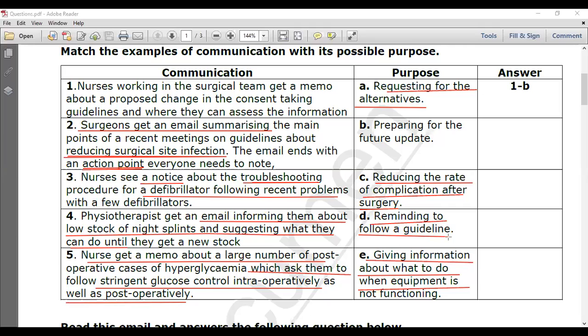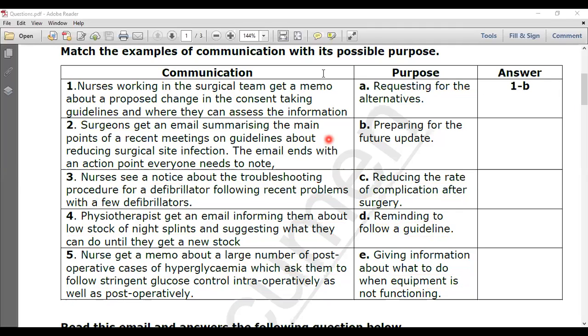So I'm repeating. Second one is C. Third one is E. Fourth is A, alternatives, and fifth is E. So how do we go about it? Now let us do more OET specific question types after once you have understood the concept.